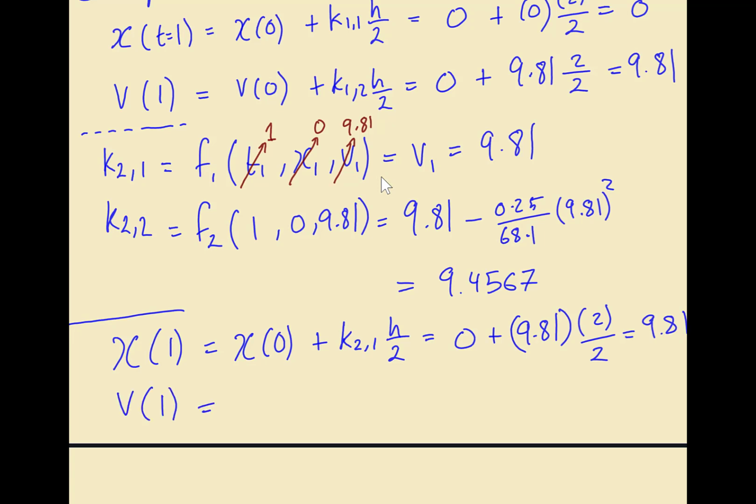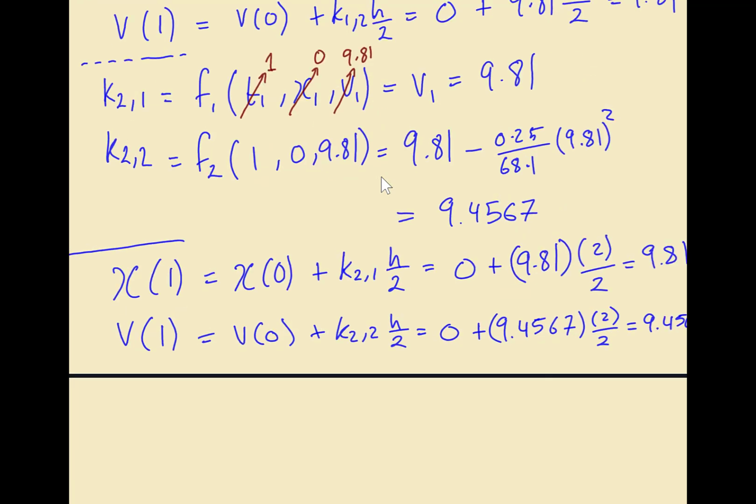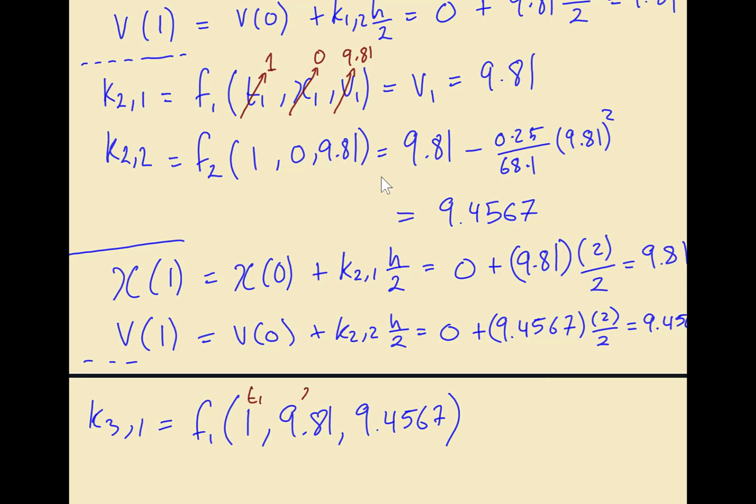Now we have the velocity, on the other hand, v0 plus k22 h divided by 2. So here we plug in 9.4567. It's going to equal 0 plus 9.4567 times h, which is 2, divided by 2. So this is, again, 9.4567. When we calculate k3, in this function, for time we give 1, because that's the midpoint. For displacement, we put 9.81. For velocity, we put 9.4567. Just reminding you, this is t1, x1, and v1.